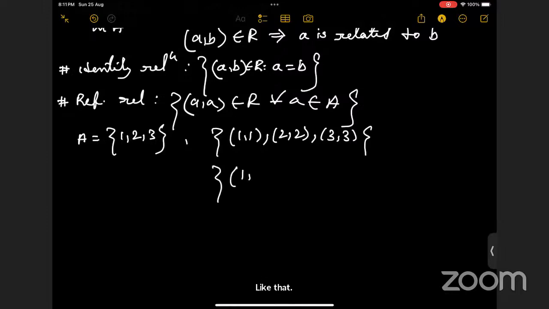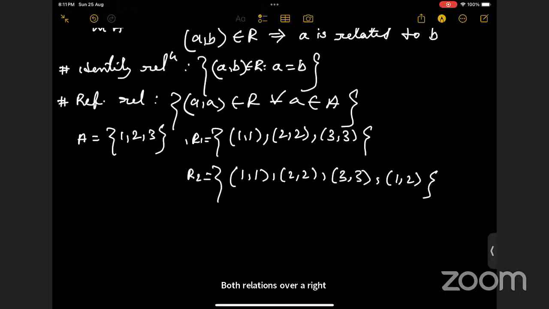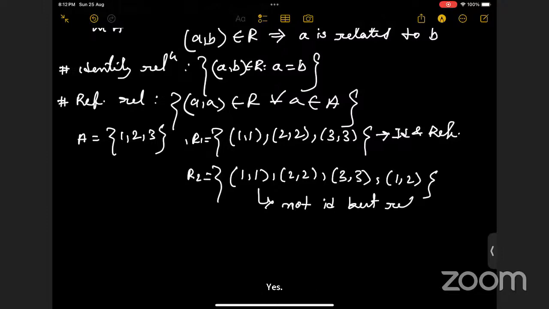And also, both are relations over A, right? Yes, ma'am. The first one is the identity relation. Identity and reflexive too, right? Yes, ma'am. But the second one is not identity, right? Yes. But it is reflexive, right? So you know the difference between identity relation and reflexive relation.